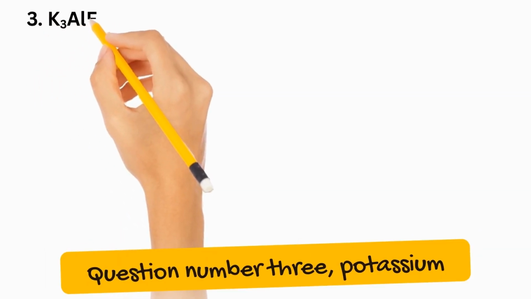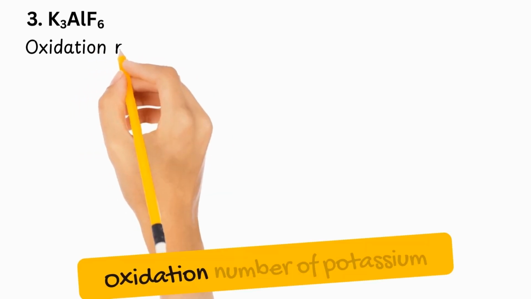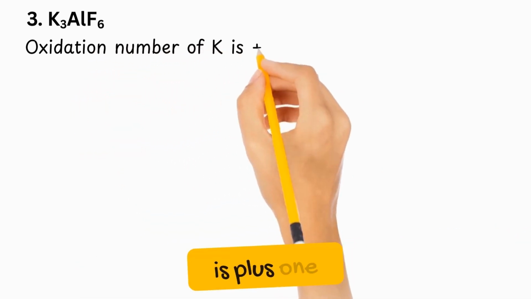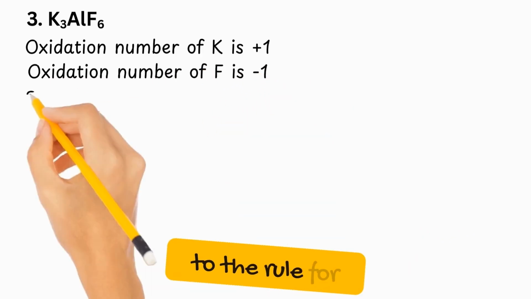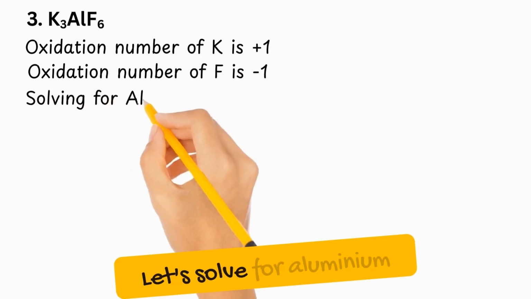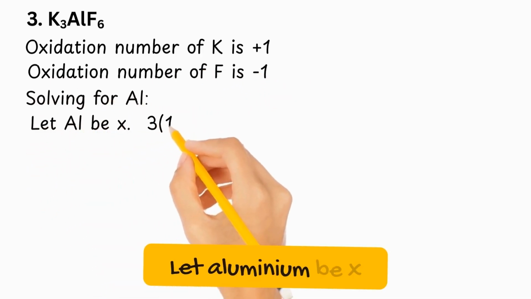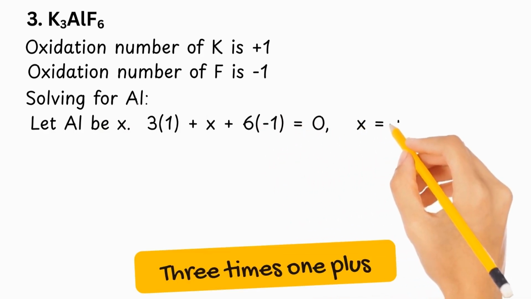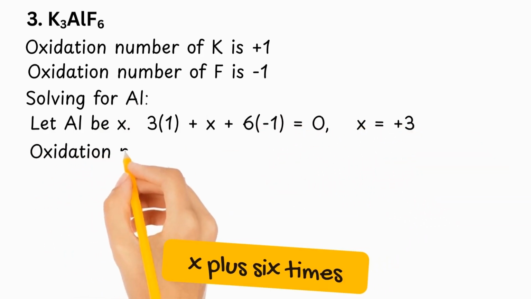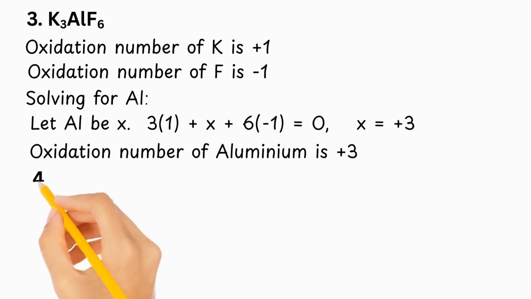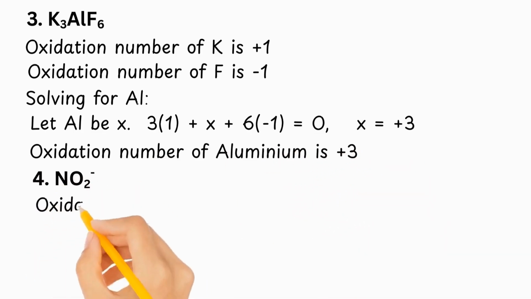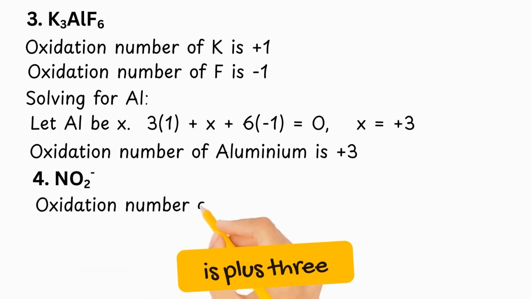Question number 3. Potassium aluminium fluoride. Oxidation number of potassium is +1. Oxidation number of fluorine is -1, according to the rule for fluorine. Let's solve for aluminium. Let aluminium be x. 3(1) + x + 6(-1) = 0. x equals +3. Oxidation number of aluminium is +3.